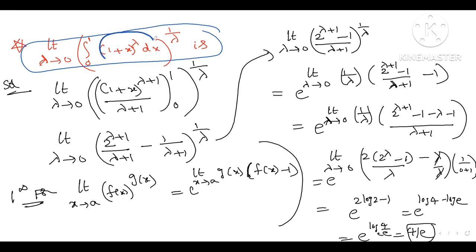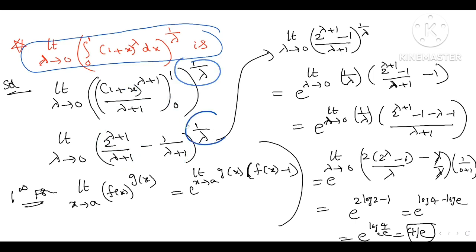Okay, we have one formula: the integral of x to the power n dx is x to the power n plus 1 by n plus 1. So the integral of (1 plus x) to the power lambda is (1 plus x) to the power lambda plus 1 by lambda plus 1, from limits 0 to 1, with the whole power 1 by lambda. First in the place of x write the upper limit: 2 to the power lambda plus 1 by lambda plus 1, minus, in the place of x write the lower limit, 1 by lambda plus 1.